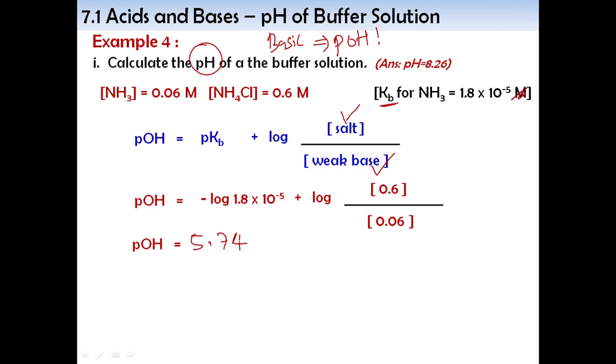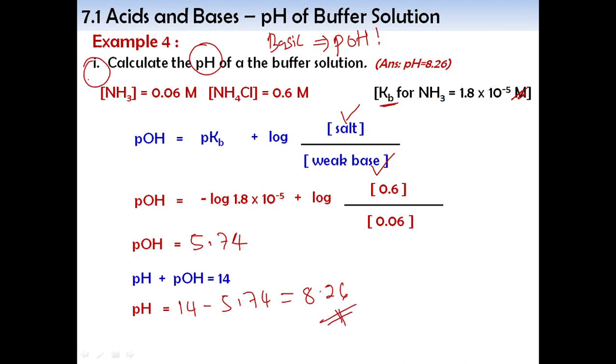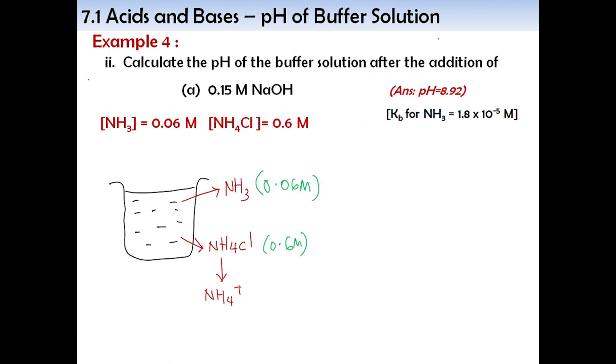5.74 supposedly. Once you have the pOH, then you can calculate the pH value by using this relationship. 14 minus 5.74 equals 8.26. So that completes question 1. We move forward to the second question.